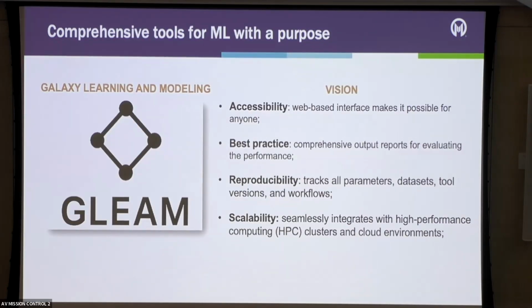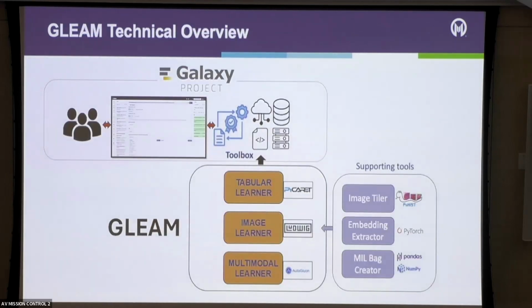And that's when GLIM shows up. GLIM stands for Galaxy Learning and Modeling. It has a really straight vision. We want to have accessibility in our tools and best practice, because this is really important for science, reproducibility and scalability as well.